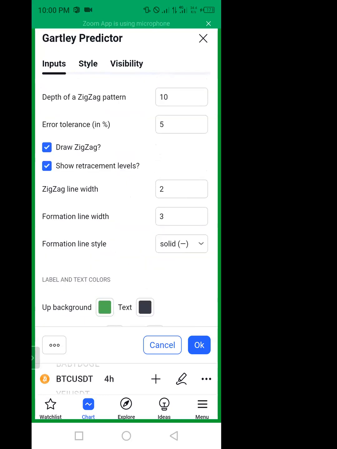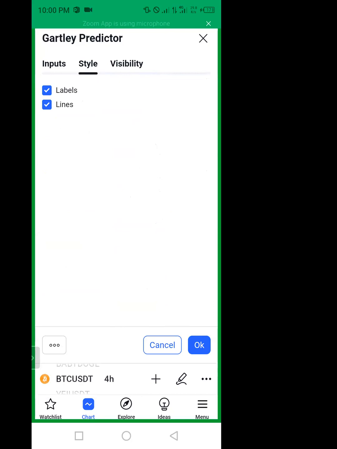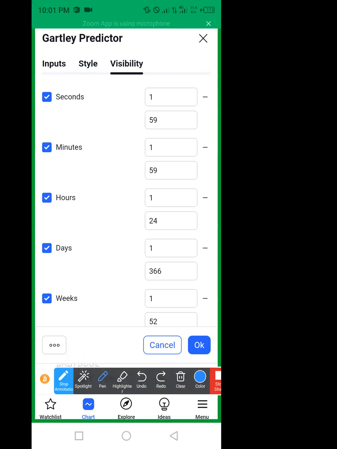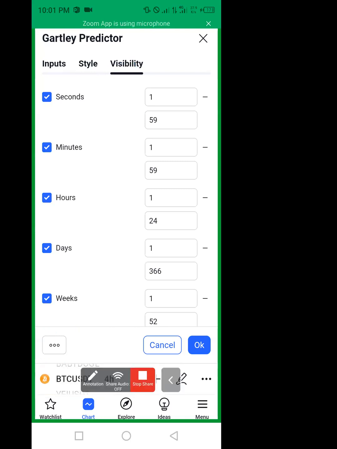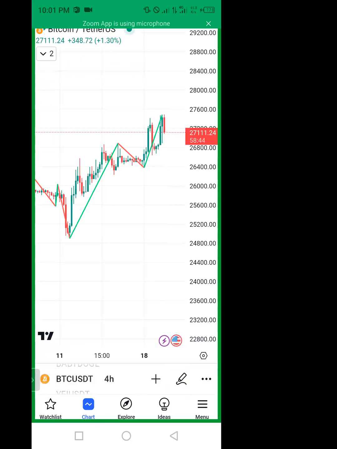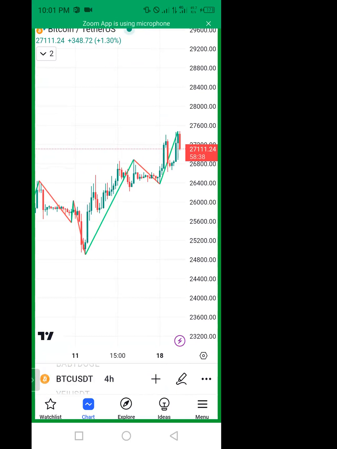And then when we go to the style, it is labels and lines, you just leave them like that. Don't change anything. Then the seconds, and then the visibility, again, don't change anything. After that, you come to these 3 dots, and then you click on them, click on save as default, then you click OK, and then you have saved everything. Even if you remove it and then you bring it back, nothing will change.